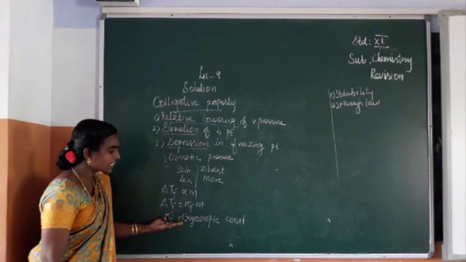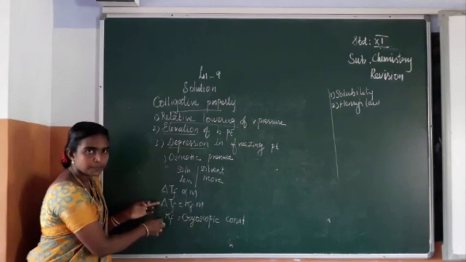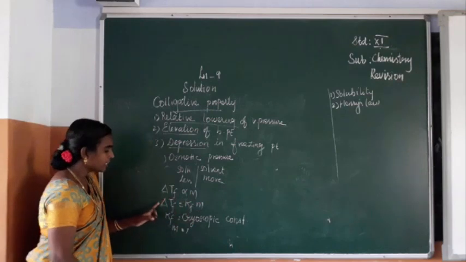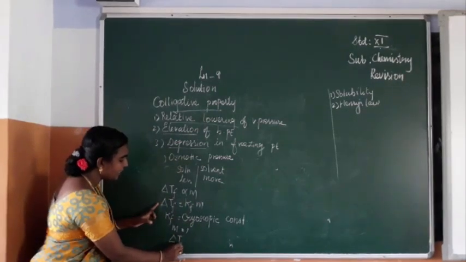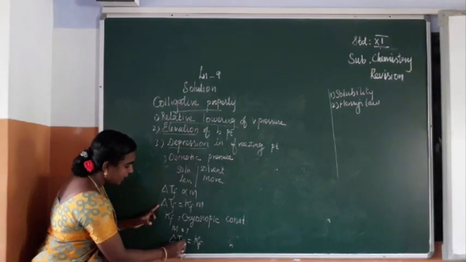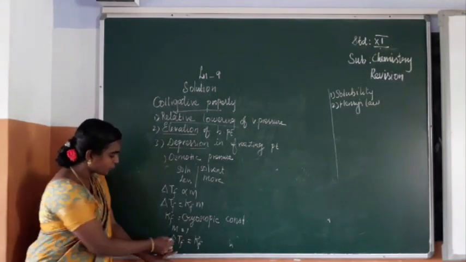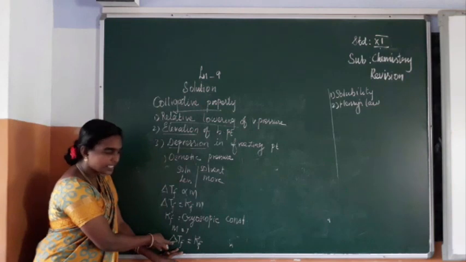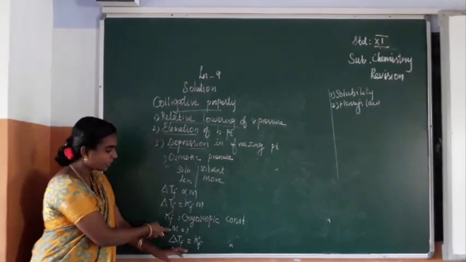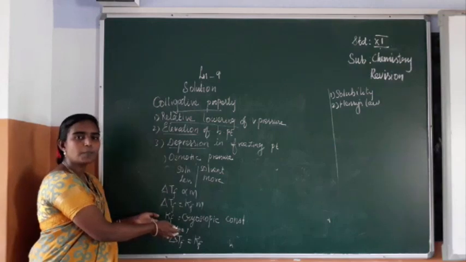If the question is for the definition of the cryoscopic constant, in this last equation you can substitute m is equal to 1. When m is equal to 1, this equation becomes delta Tf is equal to Kf. Now can you define the cryoscopic constant? The cryoscopic constant is equal to the depression in freezing point of a 1 molal solution. Is it clear?